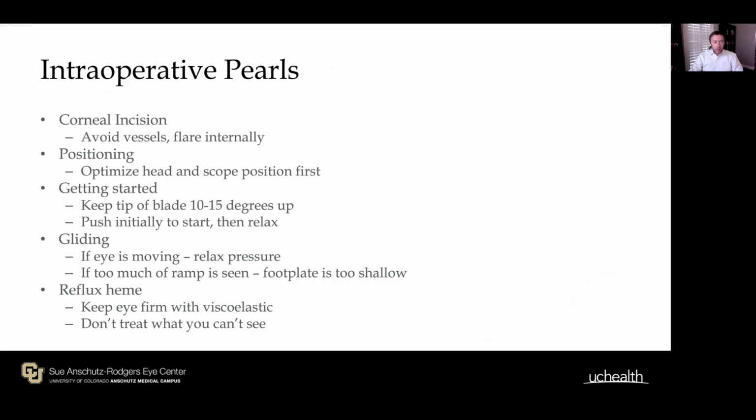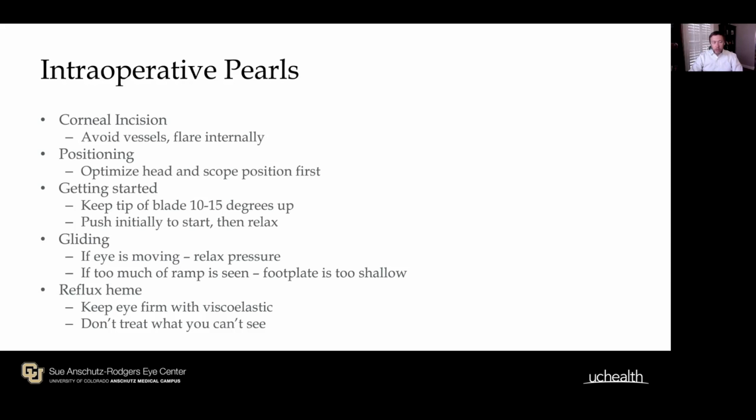And then starting the goniotomy, you want to keep the tip of the blade about 10 to 15 degrees up, pushing outward initially to pierce through the trabecular meshwork, but then relaxing and allowing the blade to glide across the angle. If the eye is moving, you need to relax pressure.